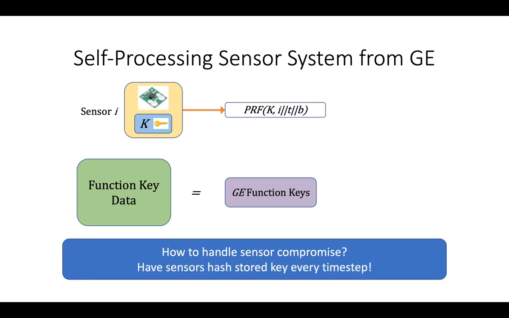So to address this, we have sensors ratchet the keys forward. That is, at each time step after broadcasting the encryption, the sensor will hash and update its stored key. And it turns out that by modifying our garbled encryption primitive to one that we call time-based garbled encryption that supports the hashing of keys, we can obtain the desired result. And I refer you to the paper for full details.